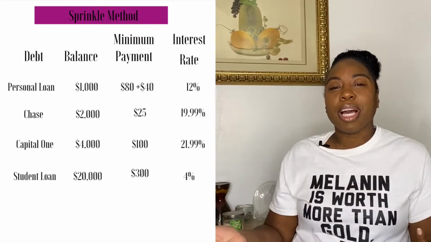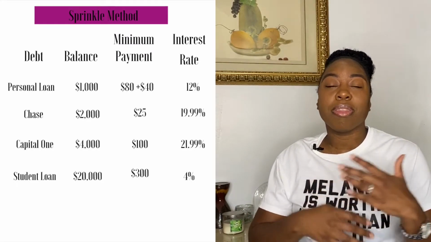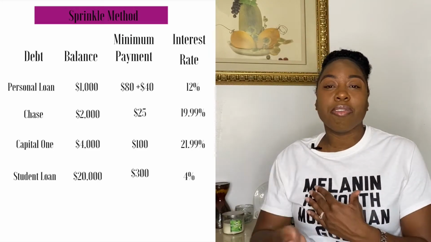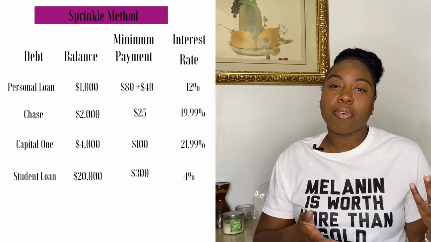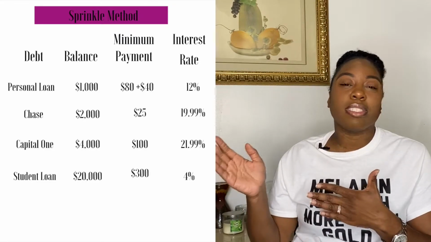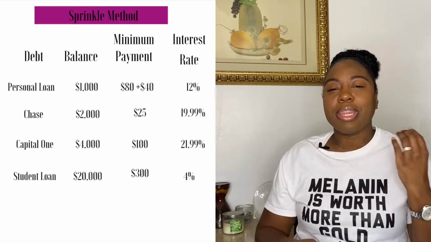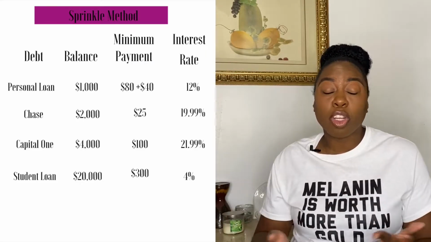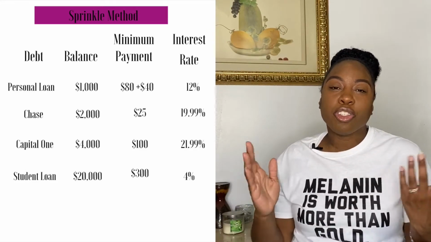The thing about the snowflaking or the sprinkle method is that you can actually combine this with the other methods. So let's say if you're doing the debt snowball method, you're just going to take that $40, put it towards that first debt that you're paying off. And as you get money here and there or have extra money left over that you save throughout the month, you're going to apply that to your debt.